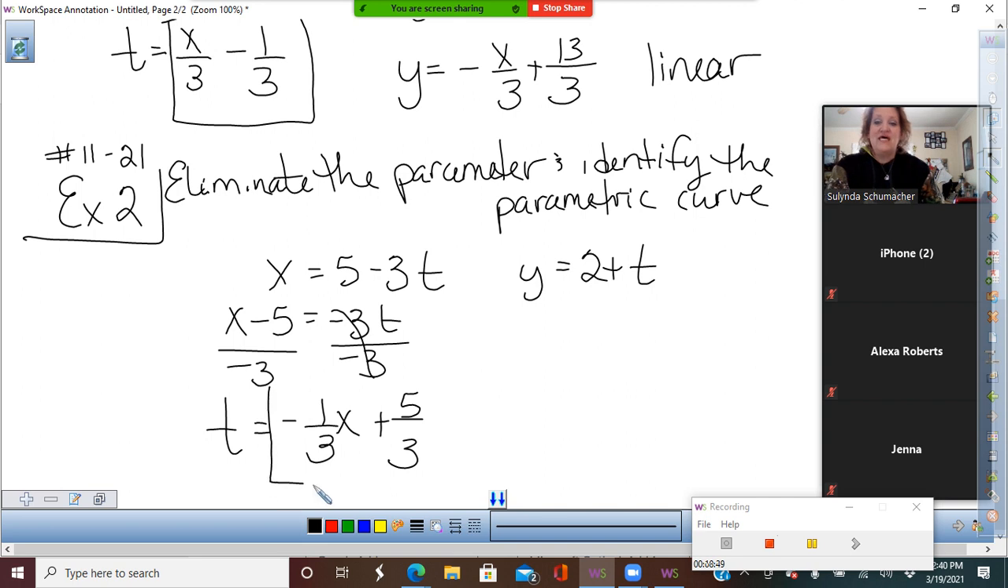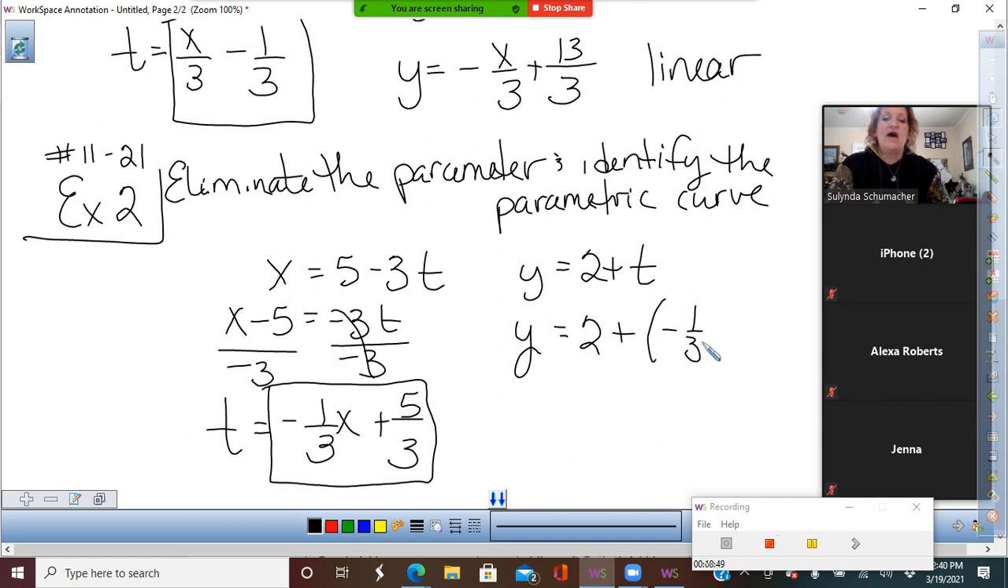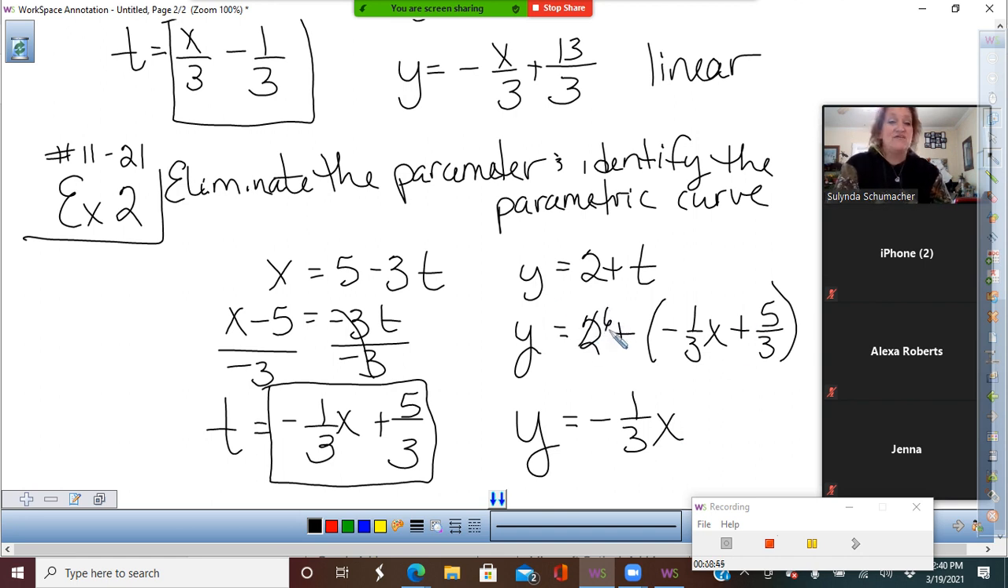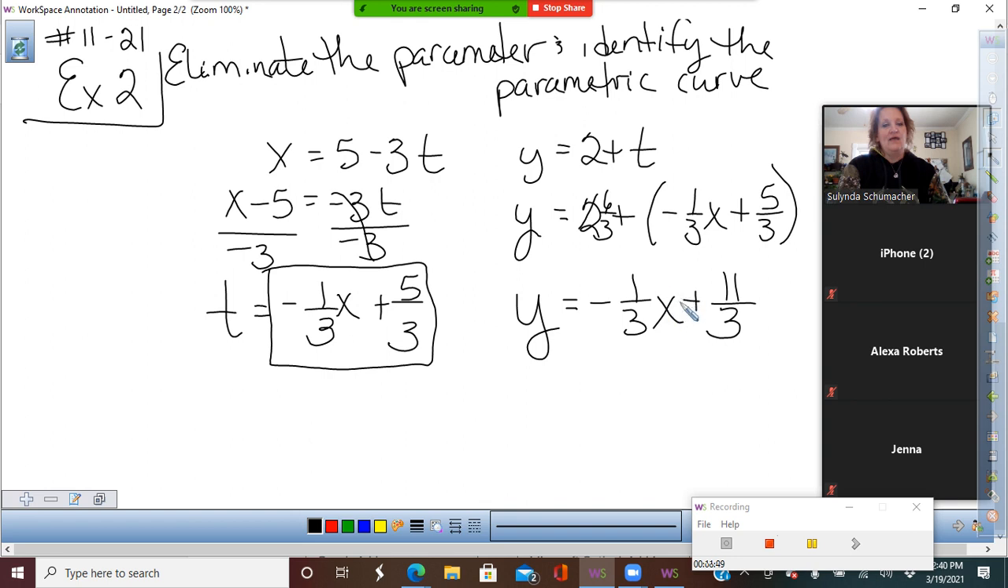Now we're going to take this and plug it in for t over here. So I have y equals 2 plus negative 1/3 x, or x over 3, whichever way you want to write it, plus 5 over 3. And then I'm going to collect like terms. So I get y equals negative 1 over 3 x, 2 plus 5/3. 2 is the same as 6/3, so it's actually plus 11/3. And again, x is only to the first power, so this is linear.